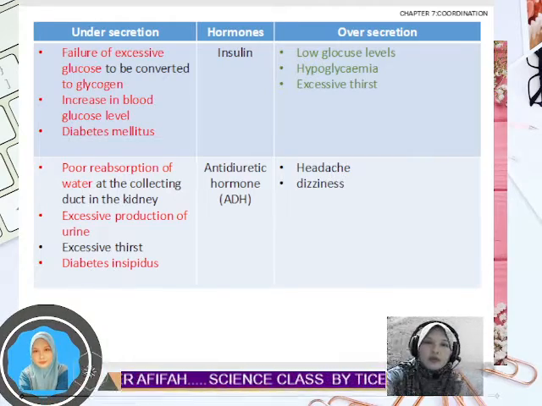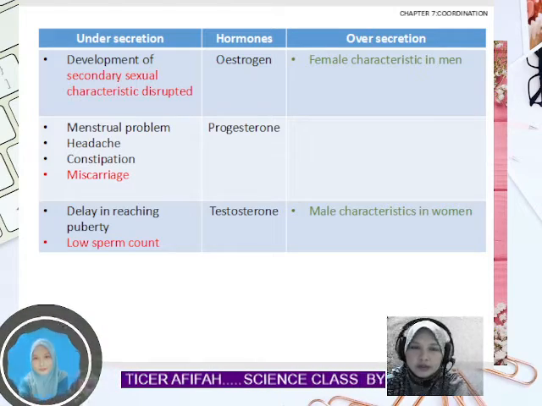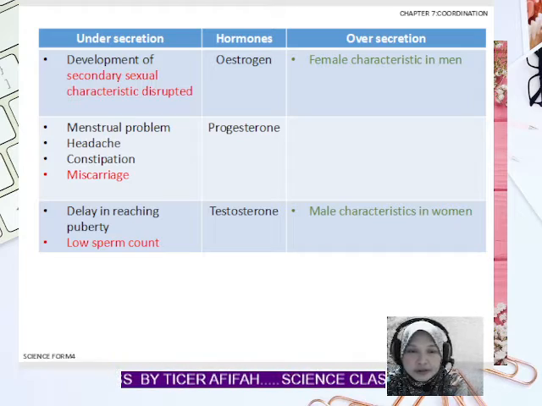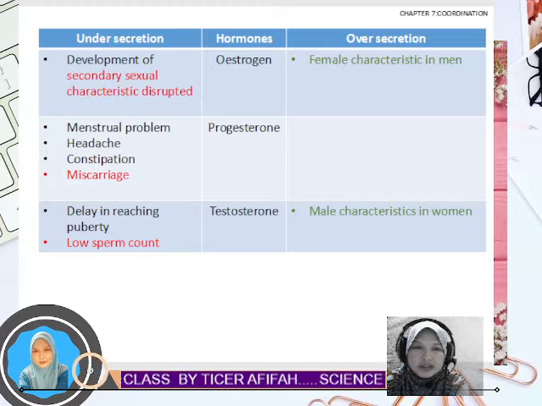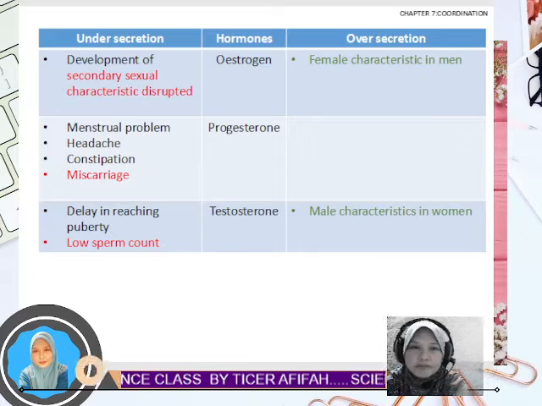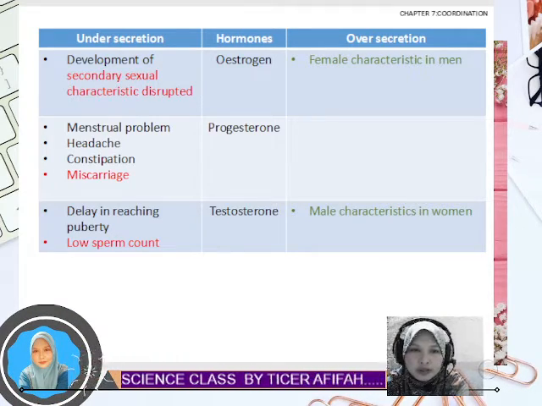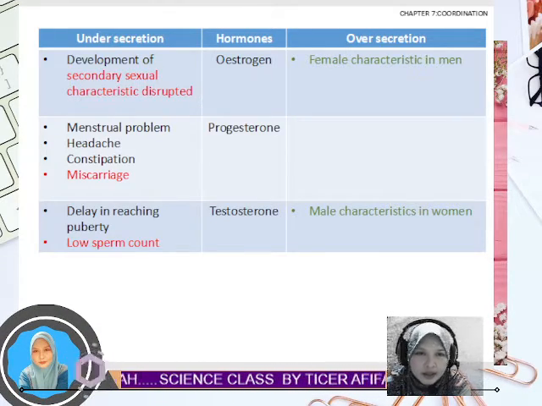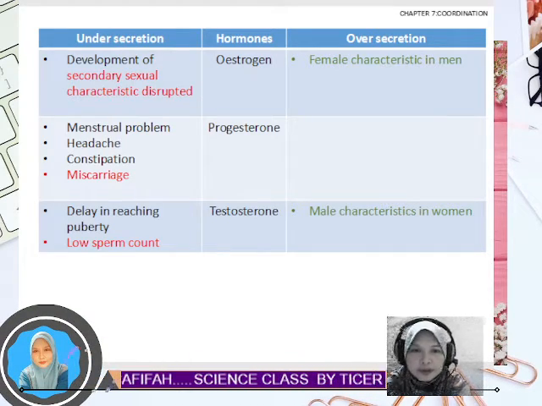Secretion of estrogen hormone and progesterone in female, under secretion. Deficiency in estrogen will disrupt the development of secondary sexual characteristics, and under secretion of progesterone hormone will lead to menstrual problems, irregular PMS, headache, constipation, and will lead to miscarriage for a pregnant woman.